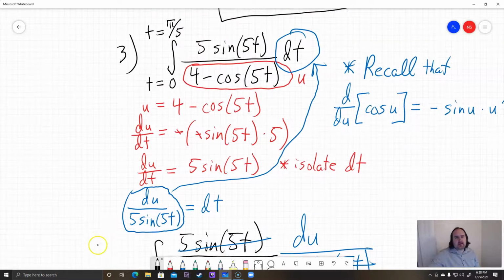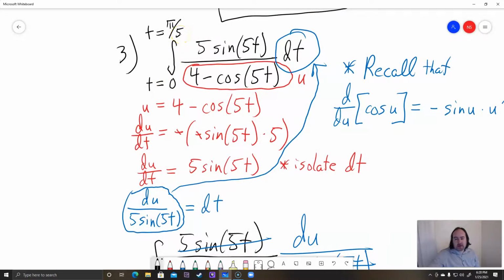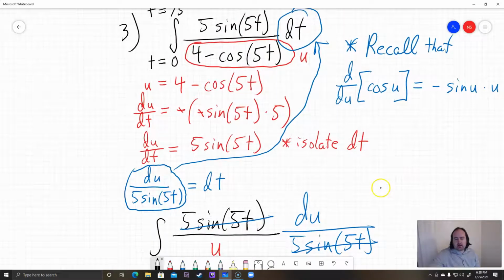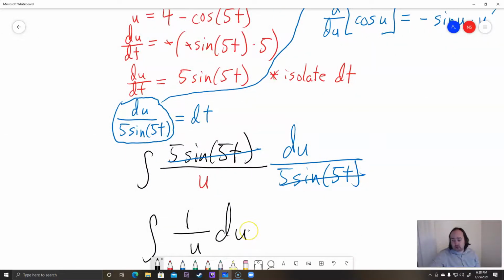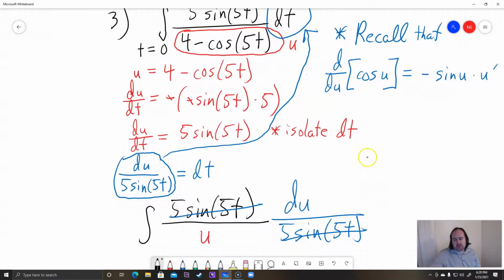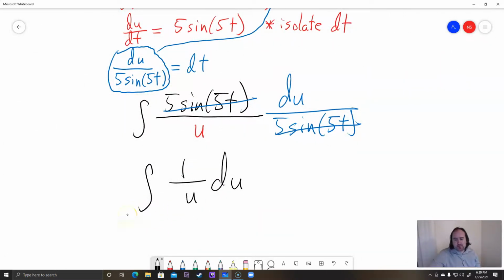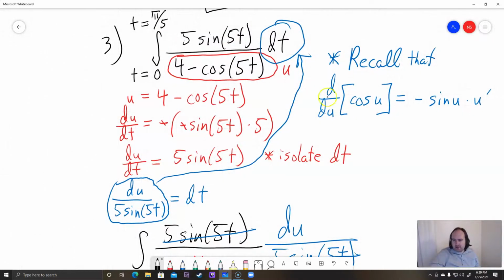Now remember, this one was actually a definite integral. I stopped writing the t equals 0 to t equals pi over 5. And the reason I stopped writing it is because right now we're in terms of u. So you can't have your numbers that you plug in originally in terms of t and then plug them in terms of u. If you did that, you'd have to change coordinates. So that's one way of doing it, but that's not usually the way I teach it. So the way I teach it is you do the integral first, and then you plug back in terms of your original variable, and then at the very end you plug in the numbers.